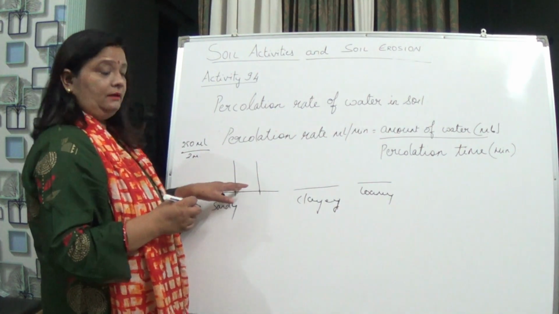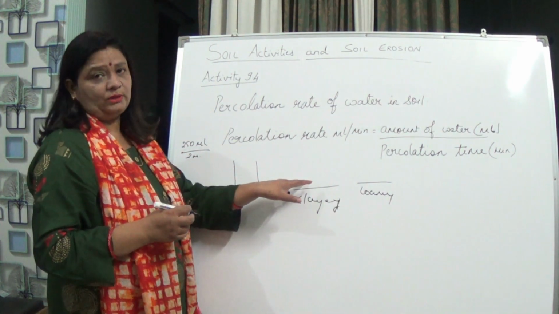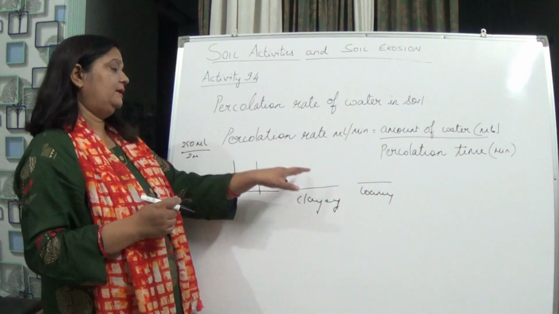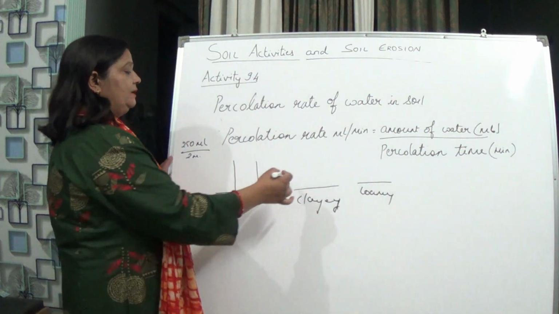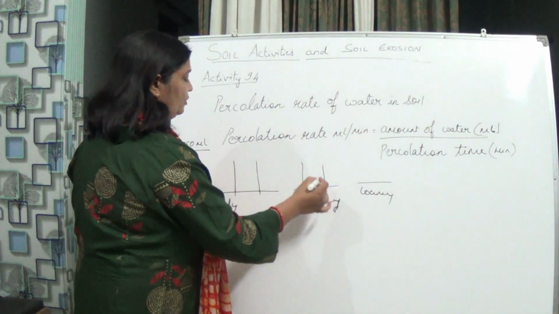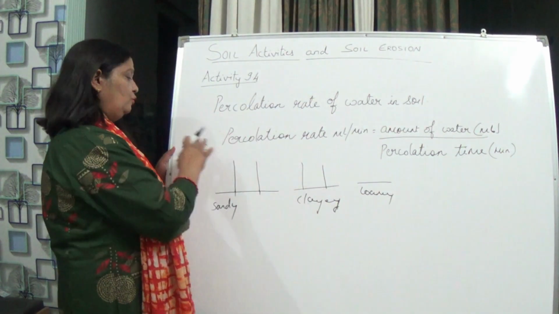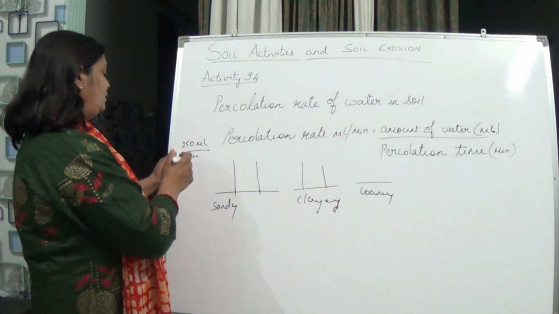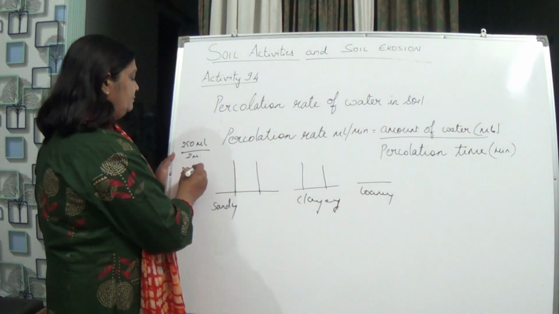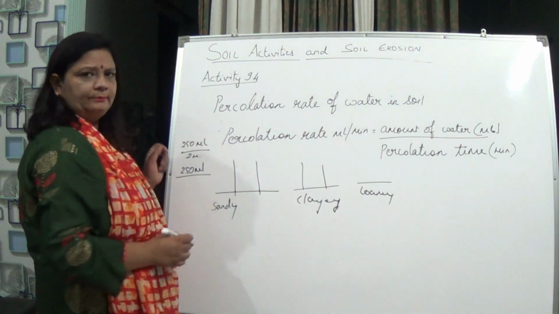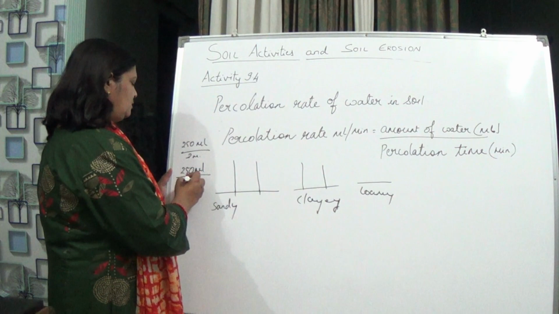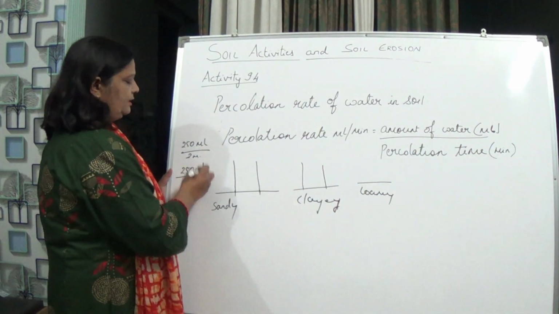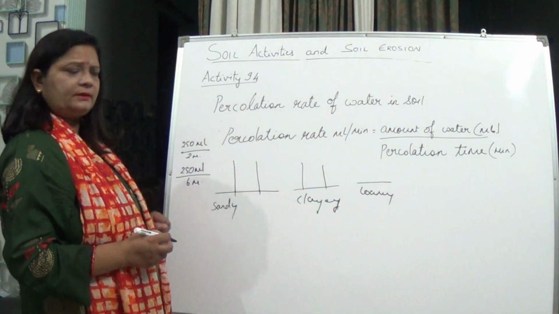Now, the same thing you will repeat with the clay soil also. Take the same container in the clay soil, and just keep it over here. Again pour 250 ml of water only. So you have poured 250 ml of water. Note the time. Suppose it is 6 minutes. It will give the percolation rate.